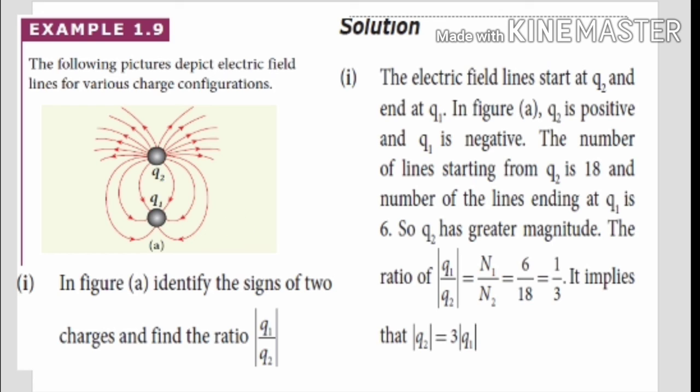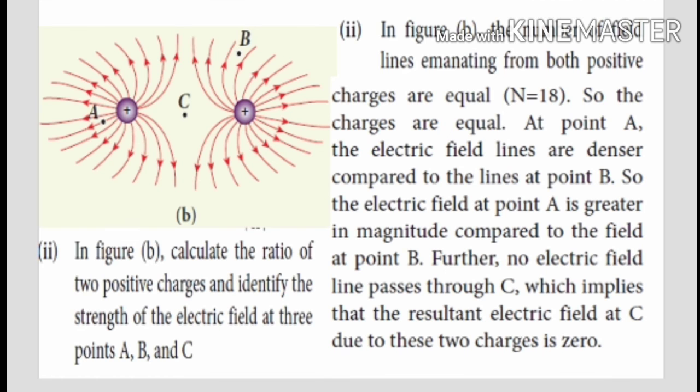So, what will be the ratio Q1 by Q2, which can be written as N1 by N2, which is equal to 6 by 18, which will become 1 by 3. It implies that mod Q2 is equal to 3 into mod Q1. Next question, in figure B, calculate the ratio of two positive charges and identify the strength of electric field at 3 points A, B and C. First, let us discuss the ratio of two positive charges.